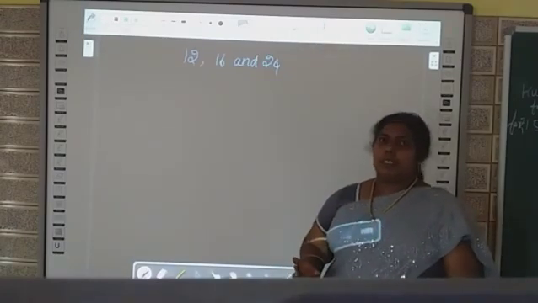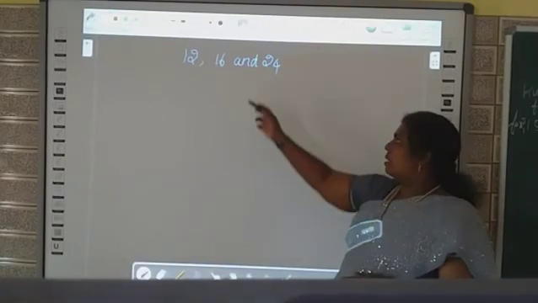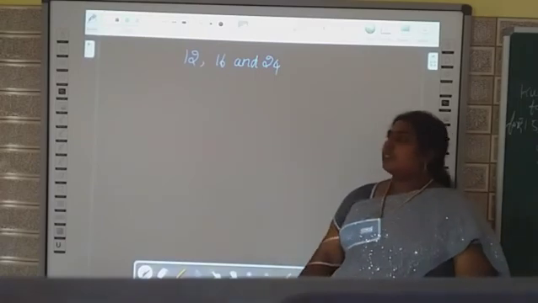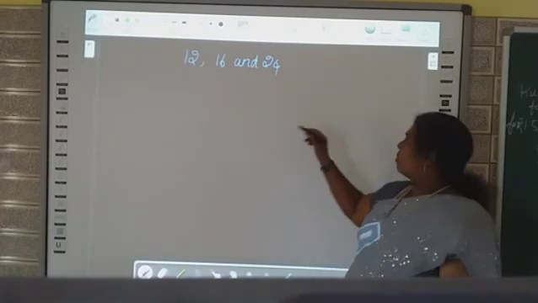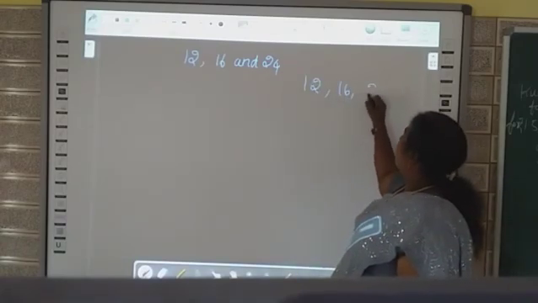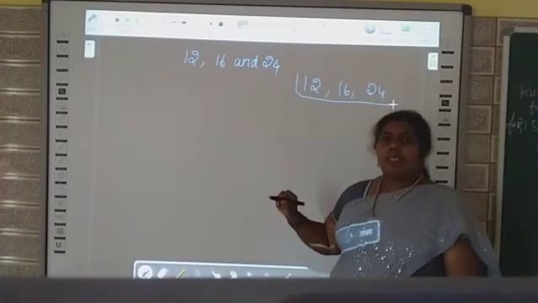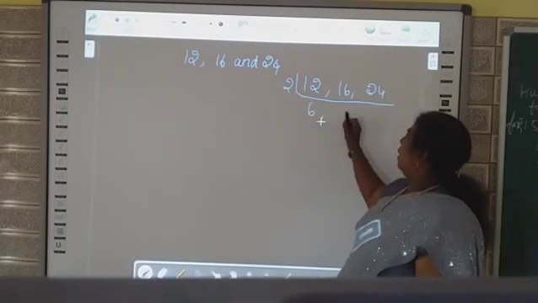Next is the short division method. Okay. Find the LCM using the short division method. See, 3 numbers are there: 12, 16 and 24. So how to find the LCM? Do you know now? Yes. We have to write 12, 16, 24. So first prime number is 2, isn't it? Yes, 2. 12 divided by 2 is 6 times, 16 is 8 times, and 24 is 12 times.